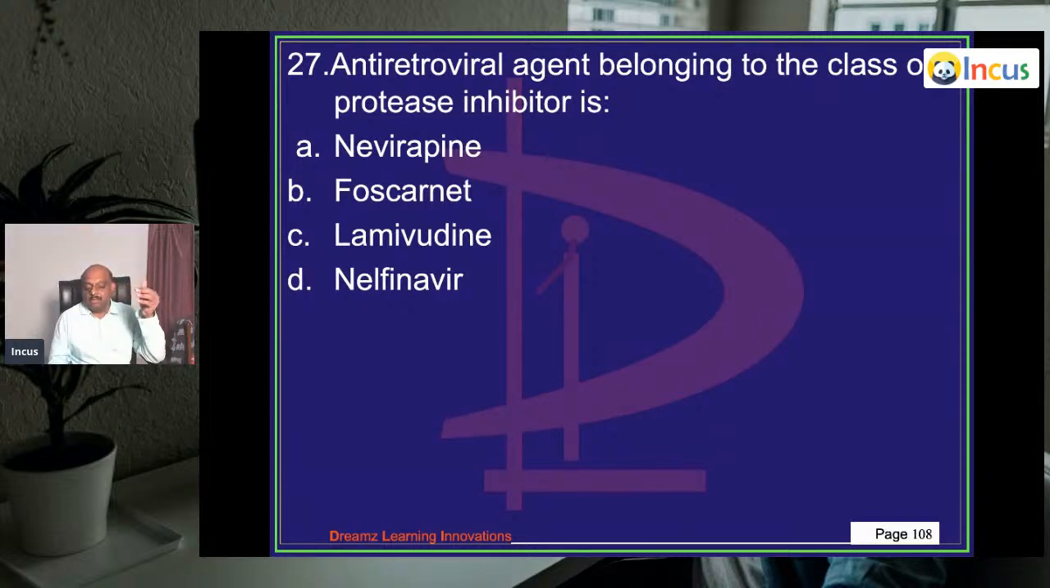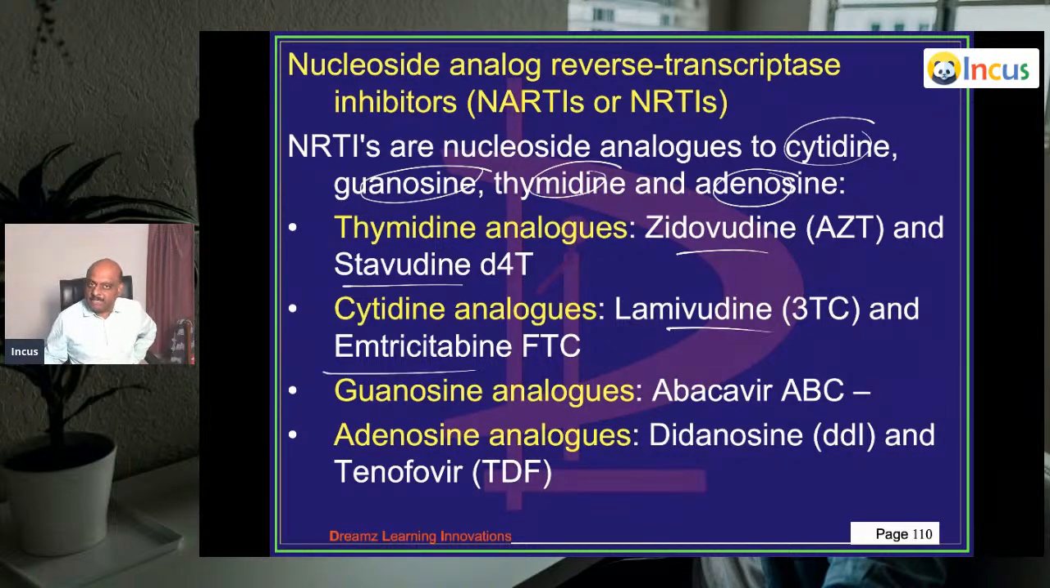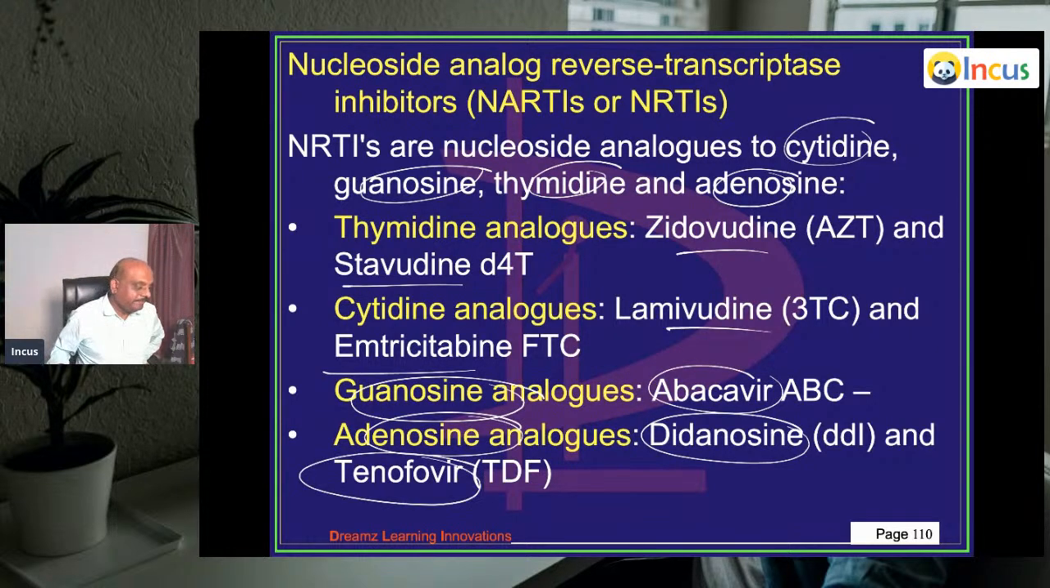Which antiretroviral belongs to protease inhibitor? Nelfinavir. So once more, doctor. HIV drug classification, favorite area of the examiner. Nucleoside analog reverse transcriptase inhibitors. They typically are analogs of cytidine, guanosine, thymidine, adenosine. Thymidine analogs are zidovudine and stavudine. Cytidine analogs, lamivudine, emtricitabine. Guanosine analog is abacavir. Adenosine analog is didanosine and tenofovir, is what you need to remember.